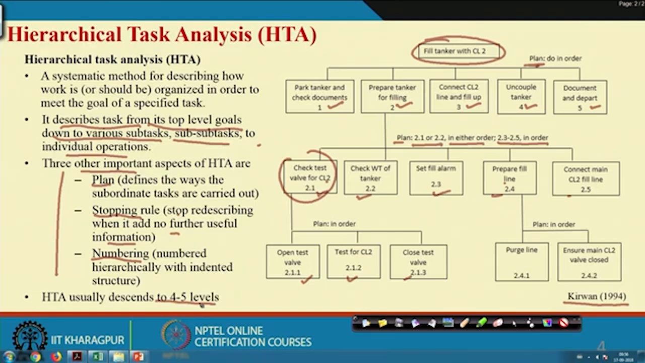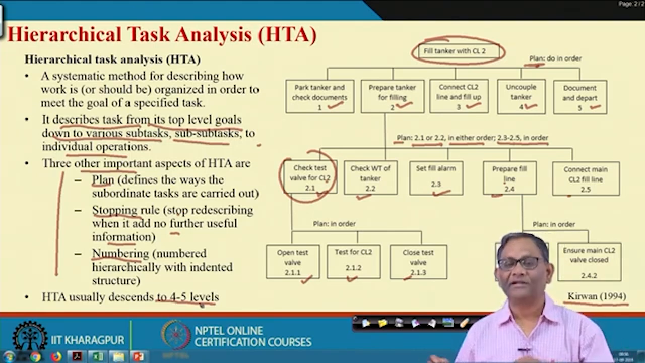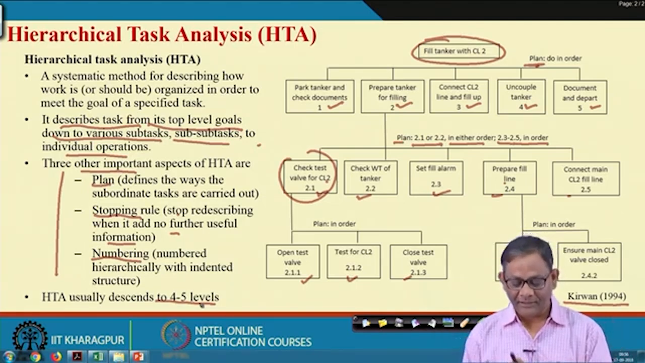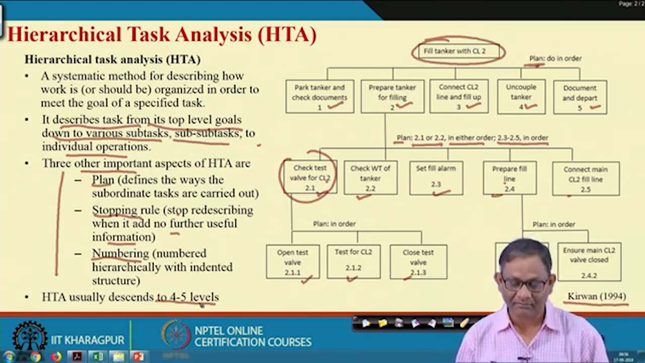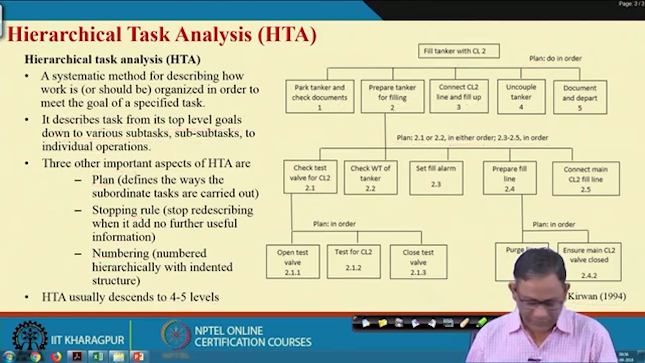There are other task analyses also, like tabular task analysis. So, usually we use hierarchical task analysis, and this is the approach. It ultimately gives you all the elemental tasks to be completed for the overall goal to be achieved. And then at each of the elemental levels, you try to find out what are the errors that can happen. Okay, so that is why this task analysis is important.